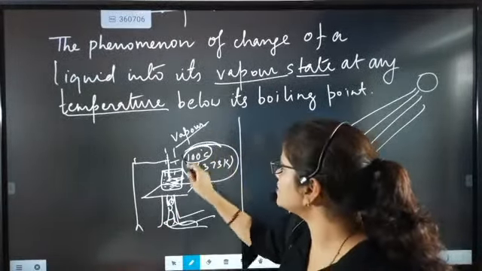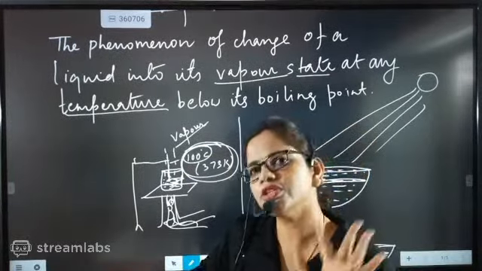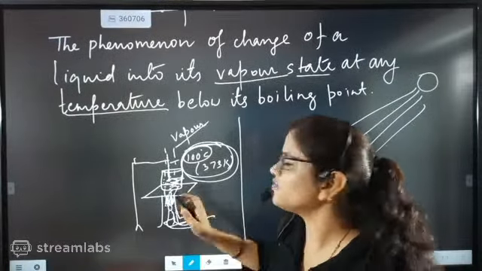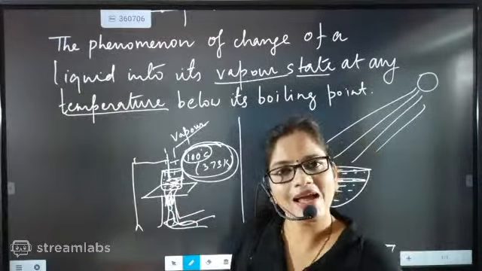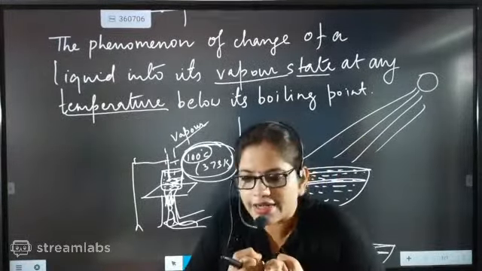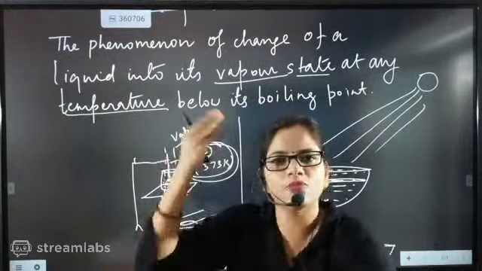So the boiling point is 100, and a specific temperature you have given by use of a Bunsen burner, by use of flame. That temperature was gained by the particles, and these particles gained this temperature and came out in the form of vapor.